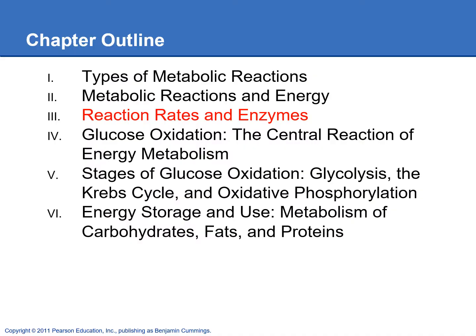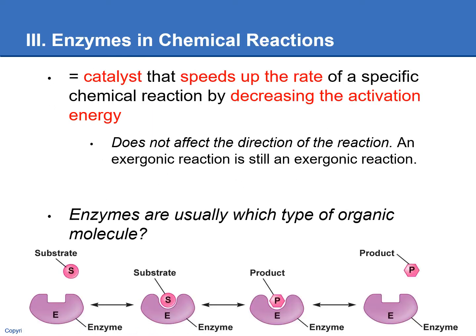We're going to continue on with a review of enzymes. Enzymes are catalysts that speed up the rate of chemical reactions by decreasing the activation energy. And remember, they don't affect the direction of the reaction. So if it's an uphill endergonic reaction, it's still going to go uphill.